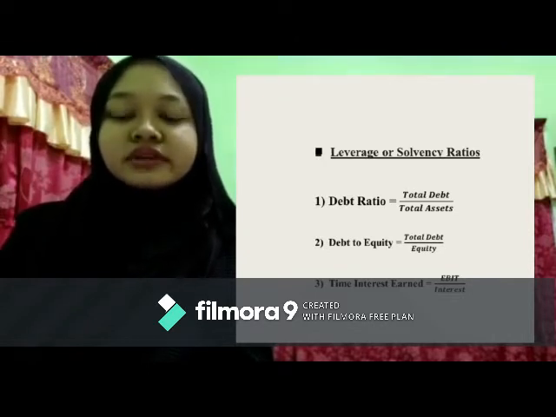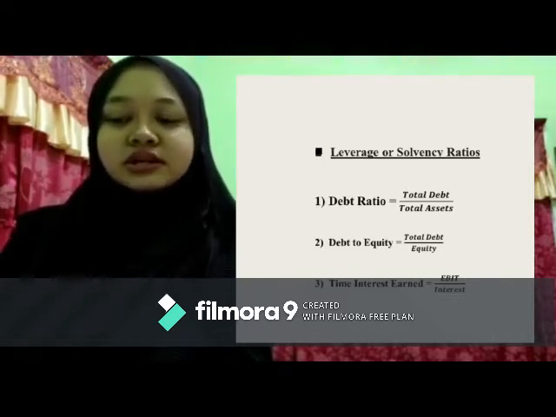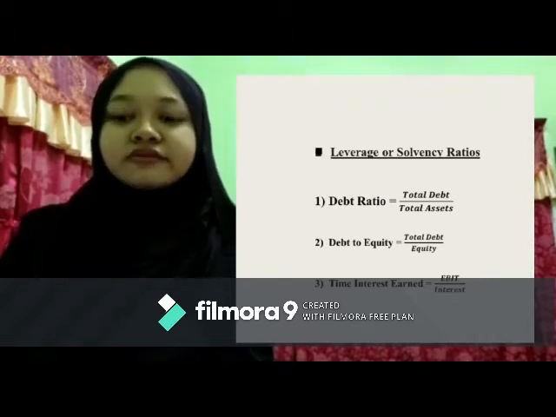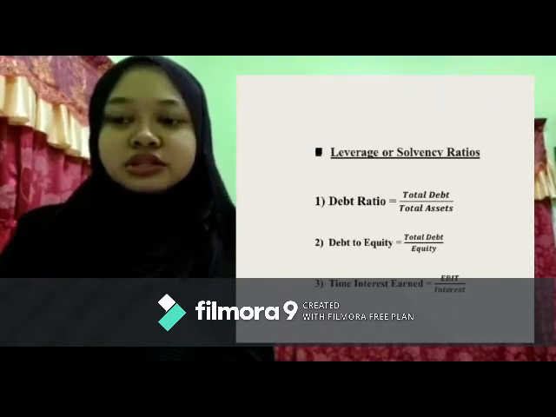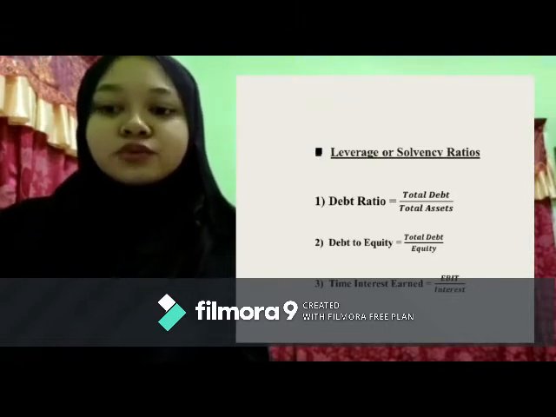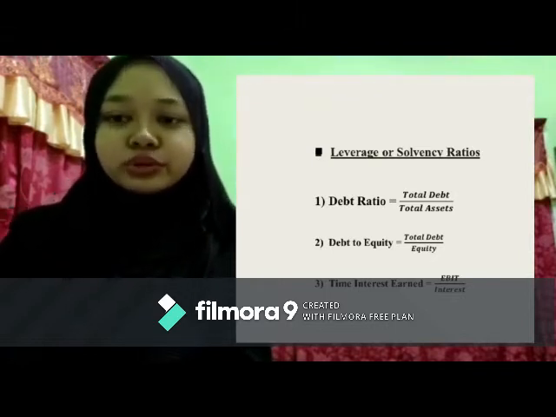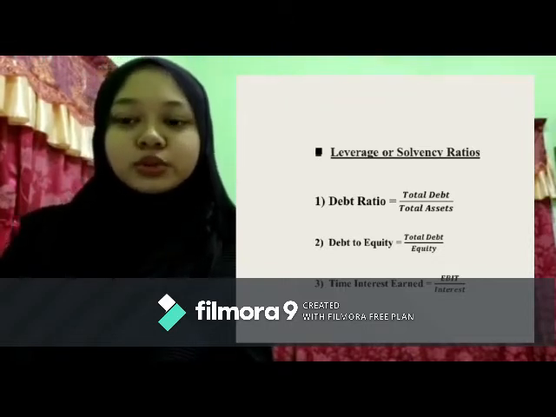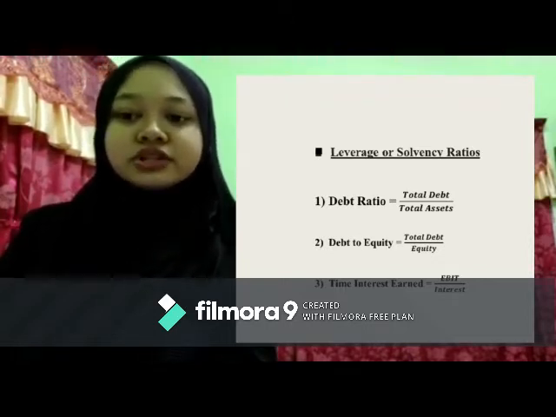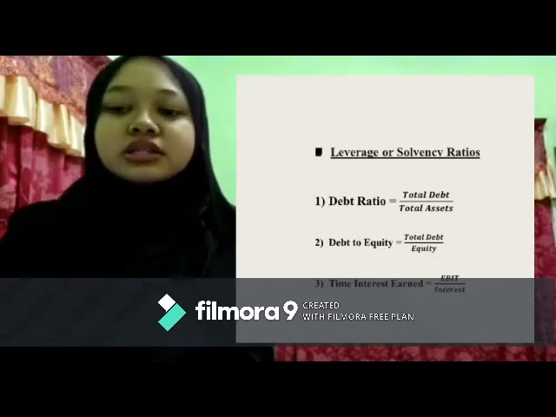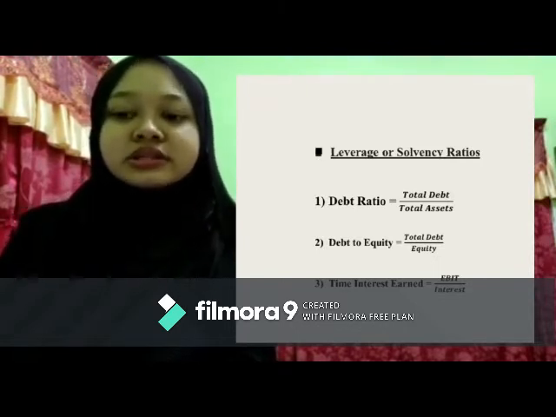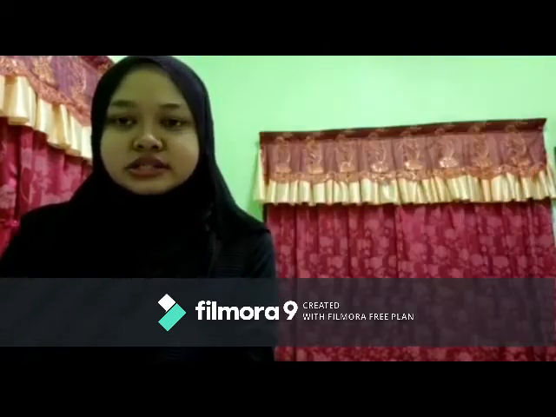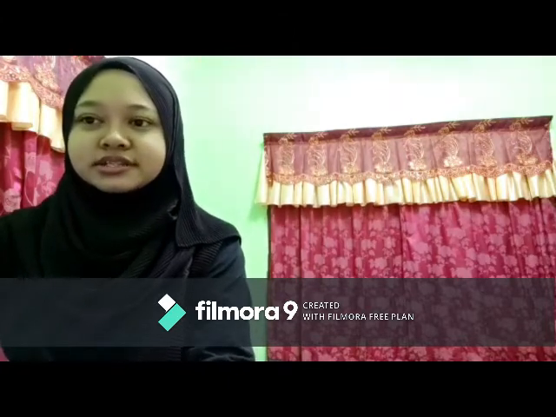for leverage or solvency ratios, they have debt ratio. Formula for debt ratio is total debt divided by total assets. Then debt to equity. Formula for debt to equity is total debt divided by equity. And lastly, times interest earned. Formula for times interest earned is EBIT divided by interest.